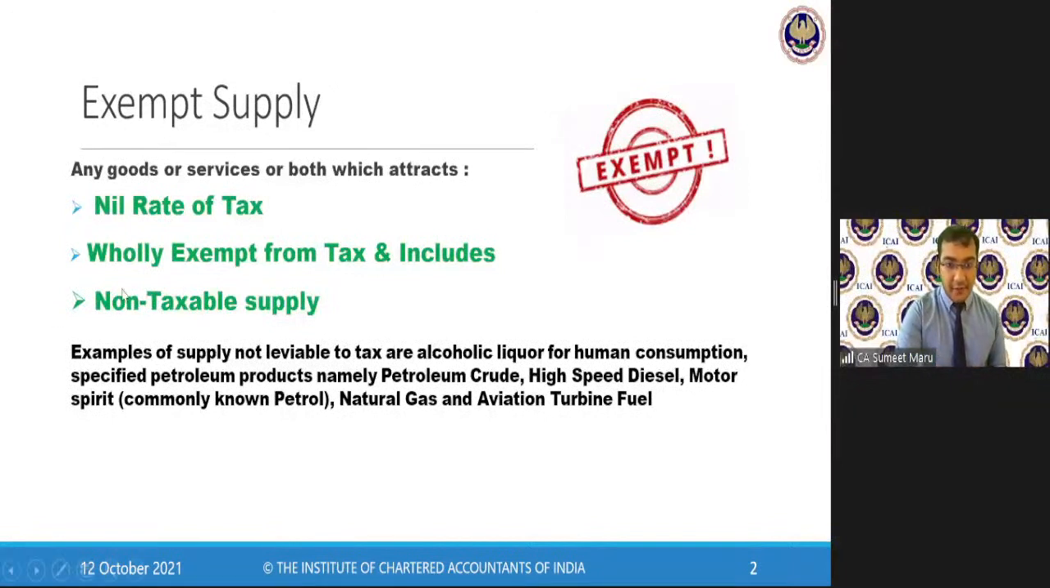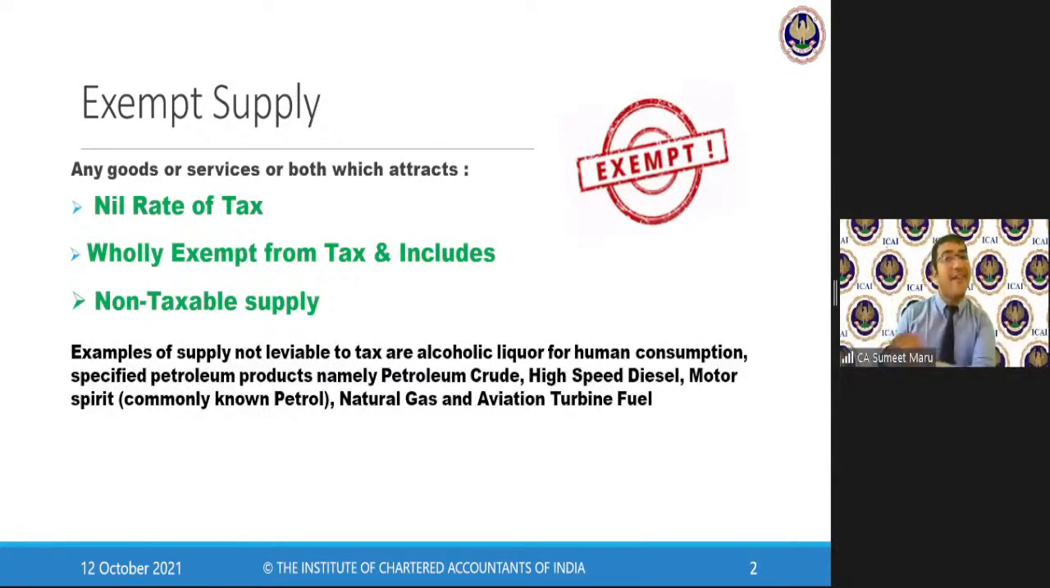Let's see here, I have given a definition for you for the non-taxable supply of goods and services. Let's read that. Examples of supply not liable to tax, which are excluded from the scope of GST itself: First, alcoholic liquor for human consumption. Second, specified petroleum products, namely petroleum crude, high speed diesel, motor spirit, natural gas, and aviation turbine fuel. These all things are known as non-taxable supply, as they are specifically excluded from GST.